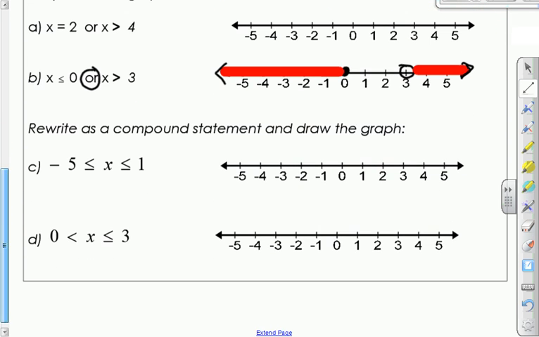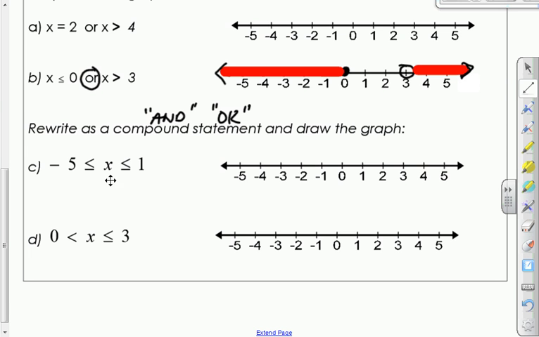Let's try an and problem. So it says rewrite as a compound statement and draw the graph. Well, you'd be saying, what do you mean by a compound statement? Well, by a compound statement, I mean using the word and or the word or.